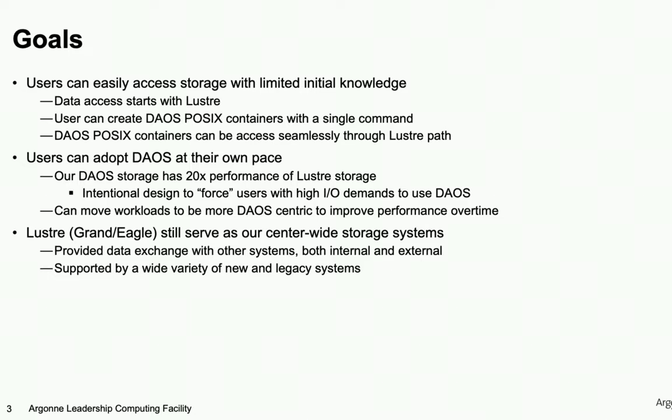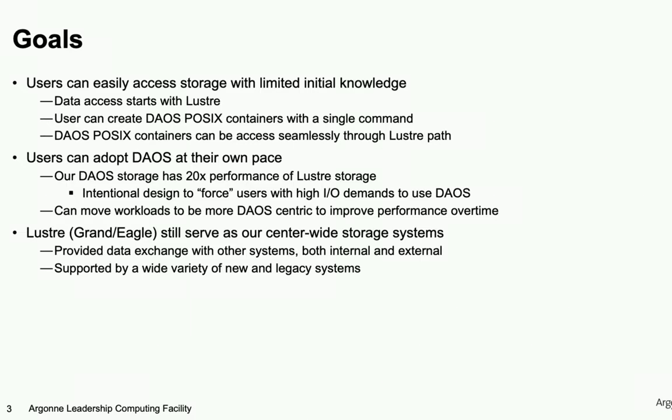And Lustre will still serve as our center-wide storage system, so it provides data exchange with other systems, both internally within the center and externally. So currently, Grand and Eagle are connected to Theta, our Cray XC40. We have a visualization and data analysis cluster, and our upcoming platform called Polaris to be deployed in 2022. All of these systems will use Grand and Eagle currently, as well as Aurora when it arrives. So having a Lustre system gives us a wide variety of new and legacy systems for users to work with.